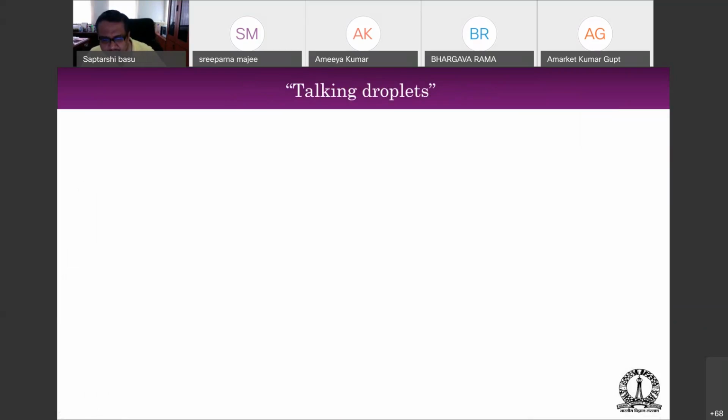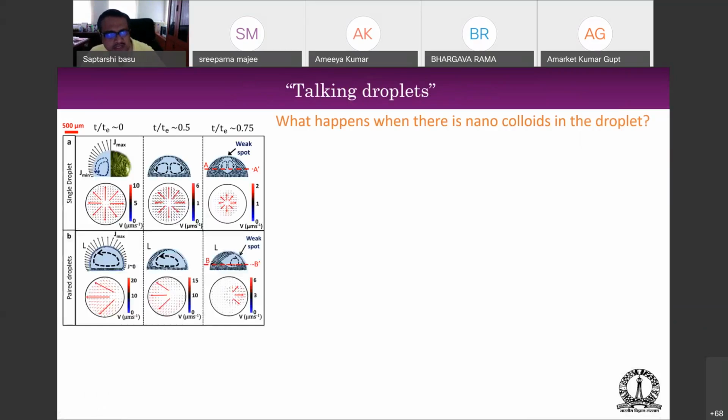Now, can we take this framework and do something with the surface patterning? So what happens when there are nanocolloids in the droplets? As we have already seen, when it is a single droplet, the colloids will nicely get deposited in this particular fashion. It will form what we call a nanoporous shell, which has the thinnest thickness at the top. This particular spot undergoes what we call a micro buckling phenomenon, and you will see what happens over there.